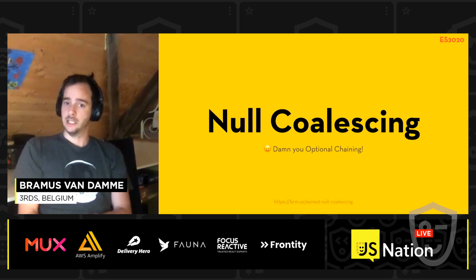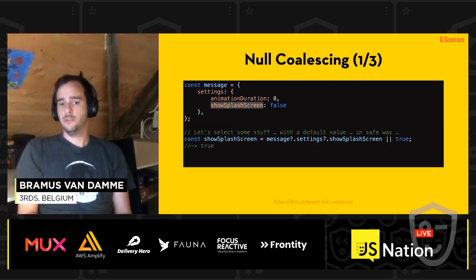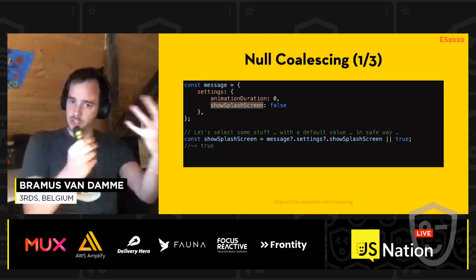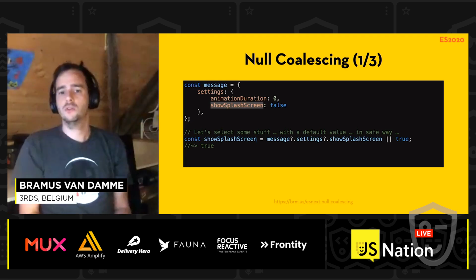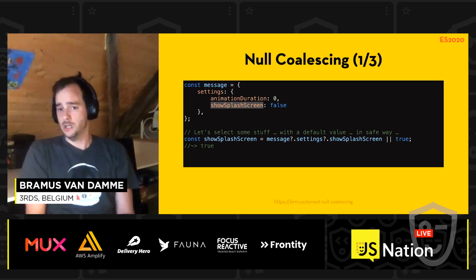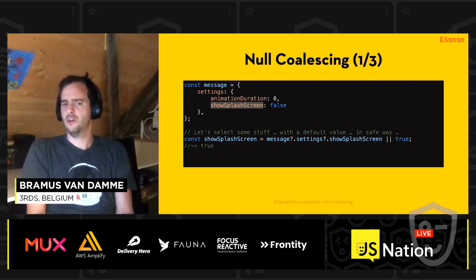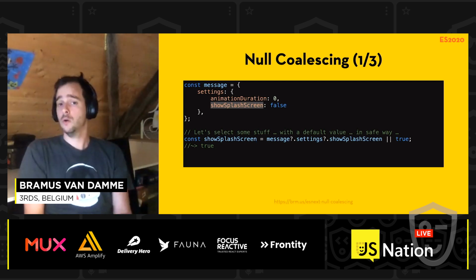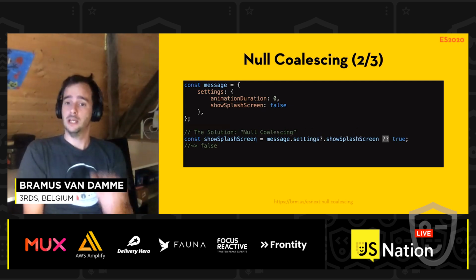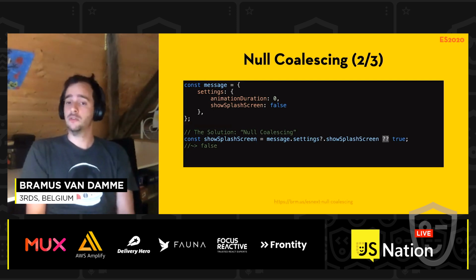Then null coalescing. So we saw this right before. We use the OR operator to check if it's null or undefined, but there's a problem here because message.settings.showSplashScreen is false. Well, false or true, that yields true, but we do want to see false there. This is where the null coalescing operator comes into play. It's like this, and it will yield the correct result.